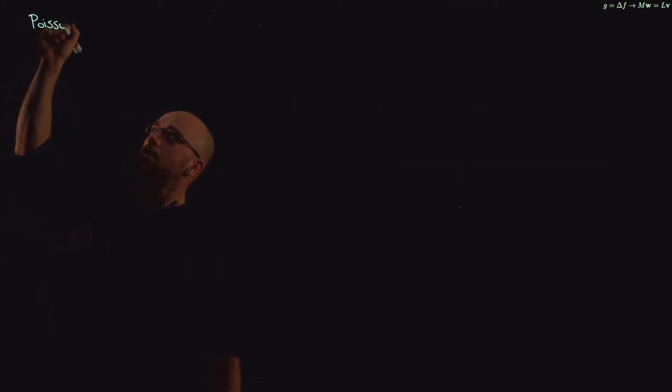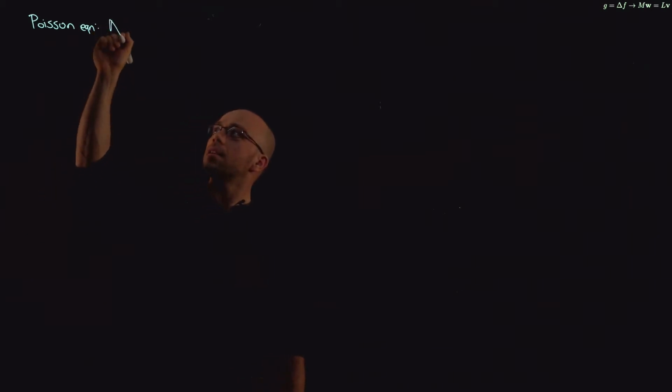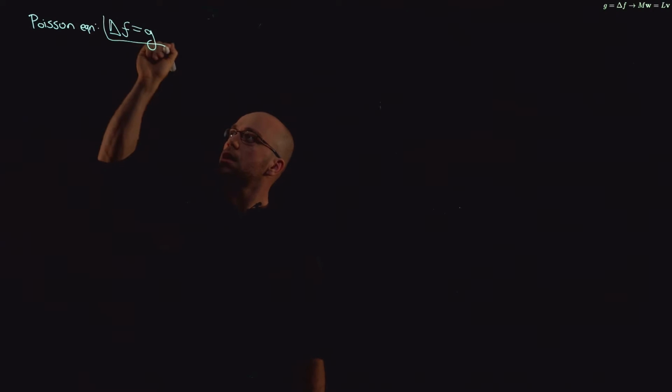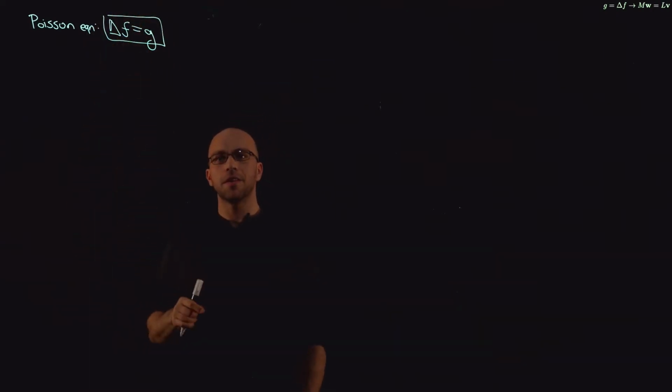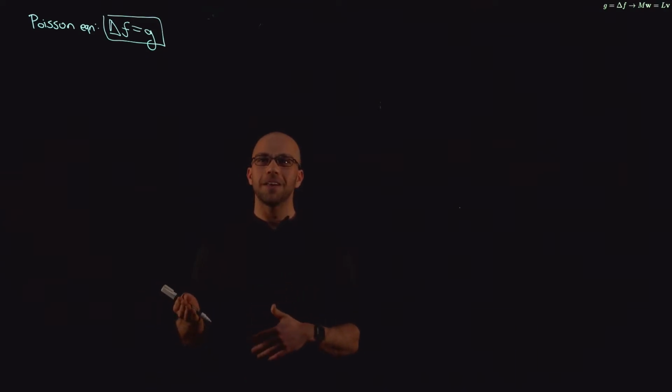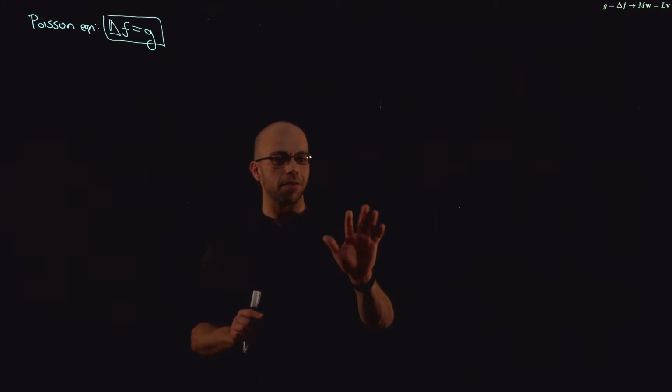So the Poisson equation can be written as the Laplace operator applied to f equals g. Typically here, in the Poisson equation, the input is a function g, and the output is a function f whose Laplacian equals g, right? That's the basic problem that we want to solve here.